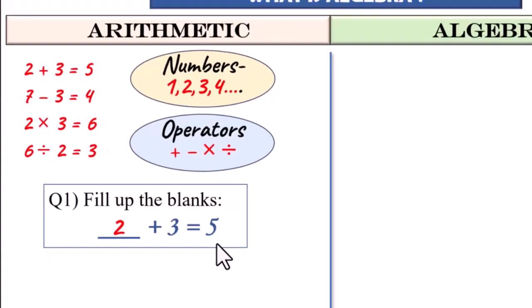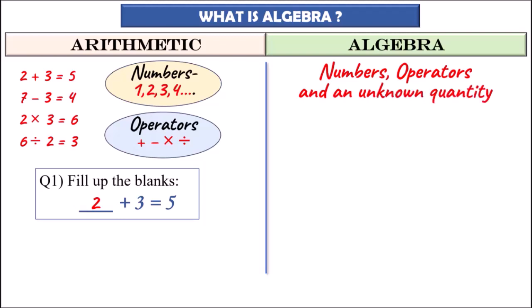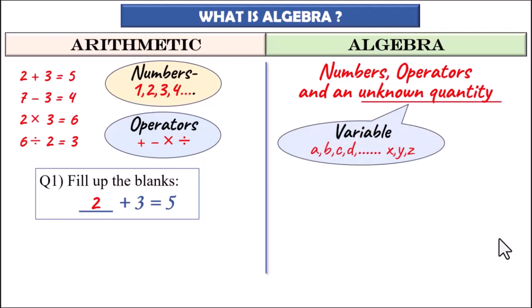Now let us go to algebra. Algebra also uses numbers and the same four operators, that is plus, minus, multiplication and division. But in addition, algebra uses a new element, that is an unknown quantity. In algebra, when we do not know what a number is, instead of using a blank like we did in arithmetic, we use a symbol in its place. This unknown quantity is denoted by small letters of the English alphabet like a, b, c, d, e, f up to x, y, z, and it is called a variable. Understood?